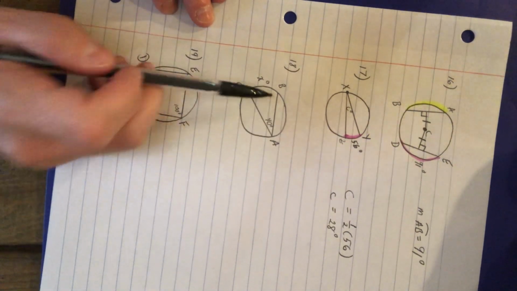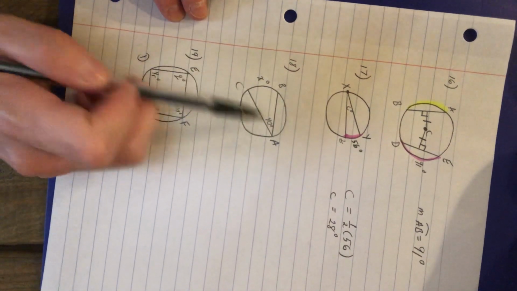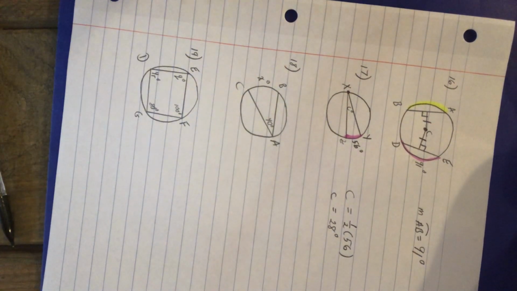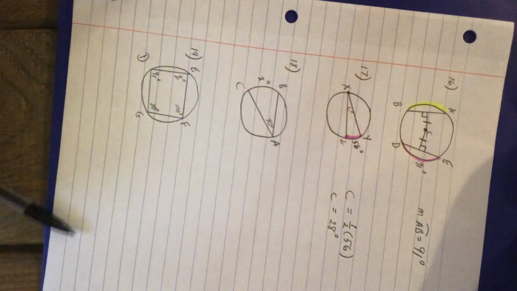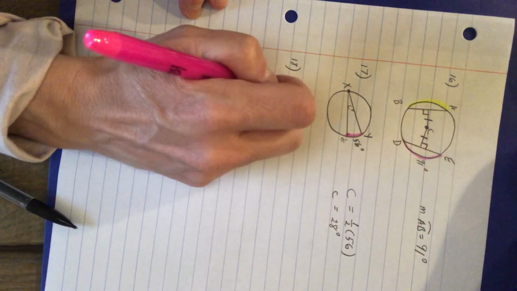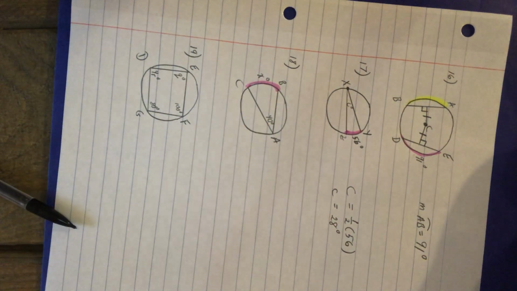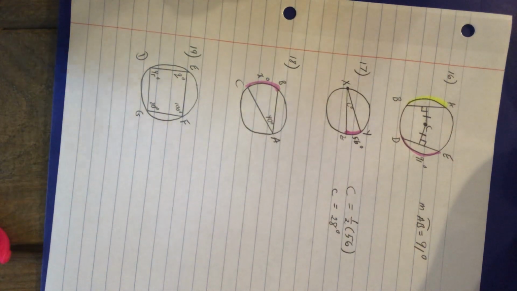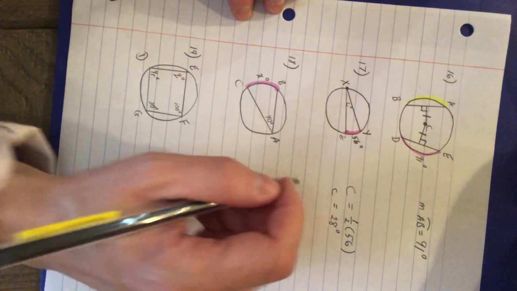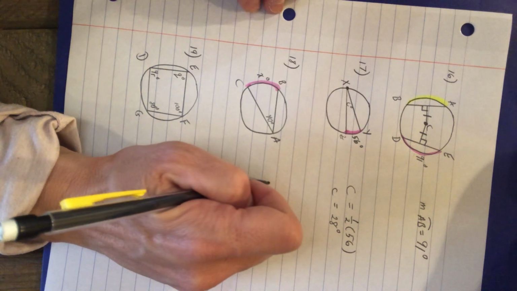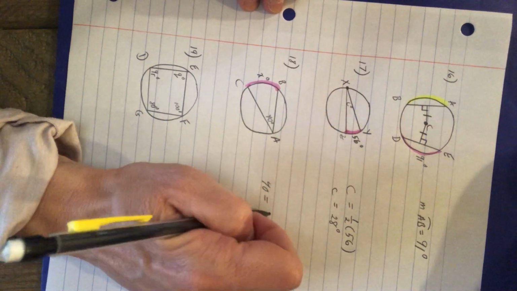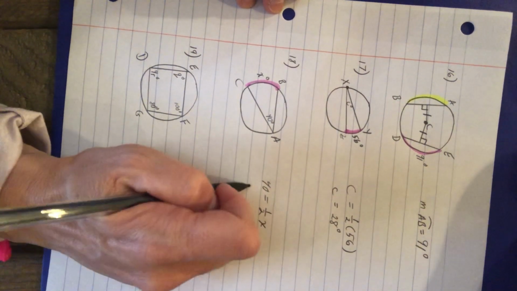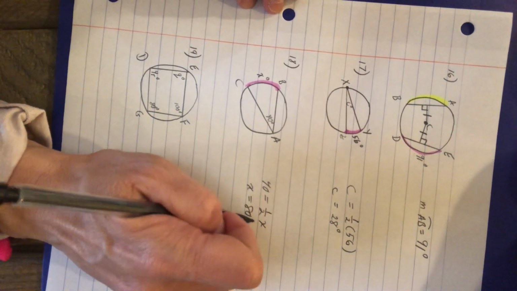Same logic here. BAC is an inscribed angle because its vertex is on the circle. Therefore, it is 1/2 the measure of its intercepted arc. So in this case, it's slightly different. They wanted me to find x. Well, that means 40 would equal 1/2 of x. So therefore, x would have to be 80 degrees.